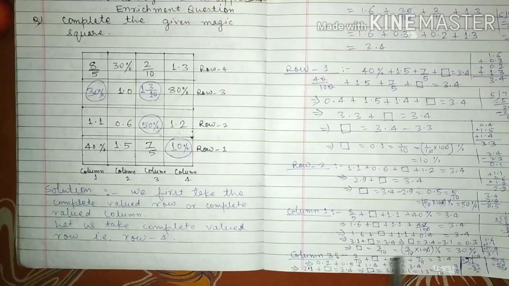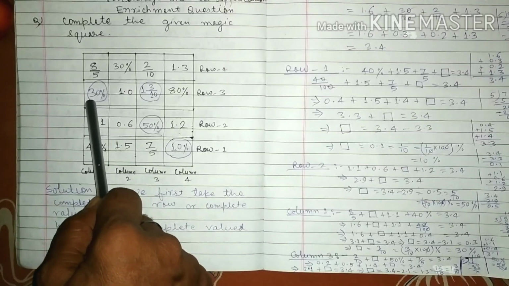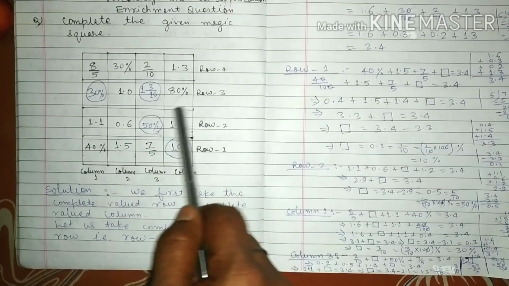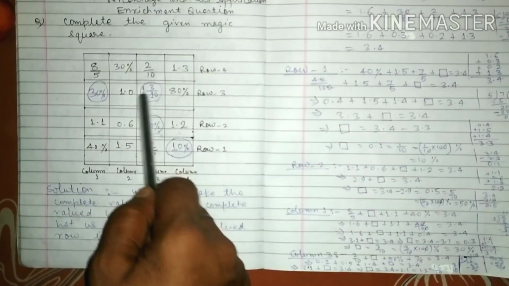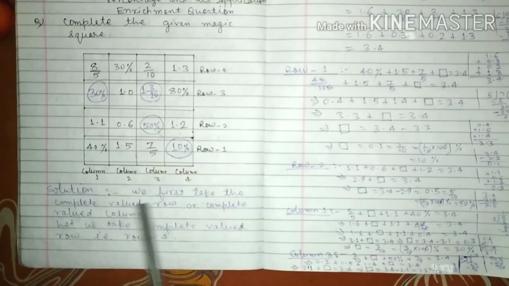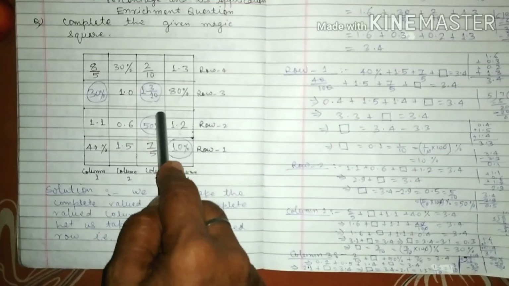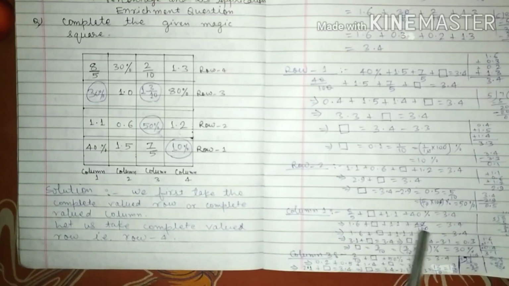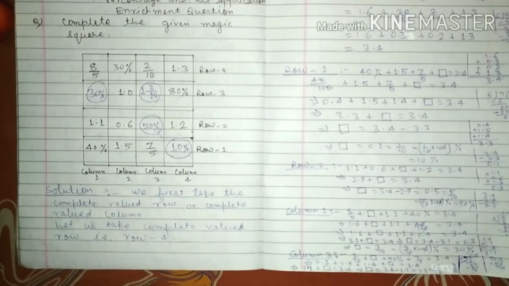Now we put these values in the boxes. The first box of row 3, the value is 30%, we put here. In the third box of row 3, we put the value 1 whole 3 by 10 here. Now the third box of row 2, the value is 50%, we put here. And the fourth box of row 1 is 10%, we put here. This is the answer to this question.